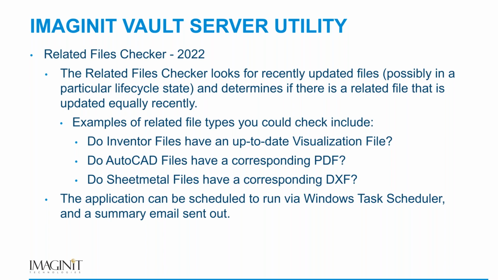So what our utility does, it's going to keep tabs, and we can say, hey, if there's an Inventor drawing that's in a review state or a release state, and it has to have a PDF file. So this will go out and run and keep an eye out for any Inventor file, AutoCAD file that doesn't have a visualization or maybe doesn't have a PDF file. So this is going to run again in that Windows task scheduler, and it will send out an email, which I'll show you what that looks like, saying, hey, this ran and it is good.